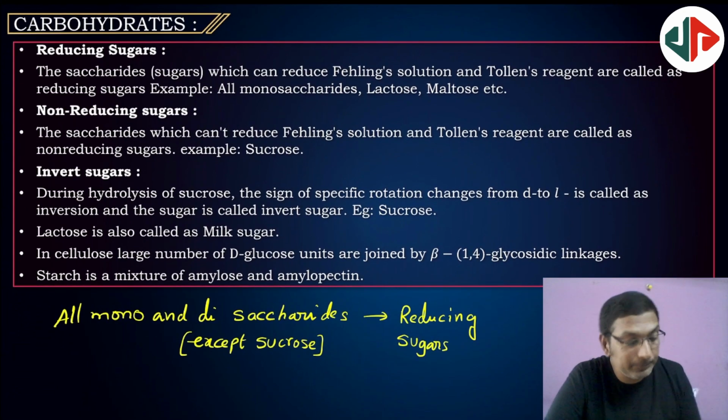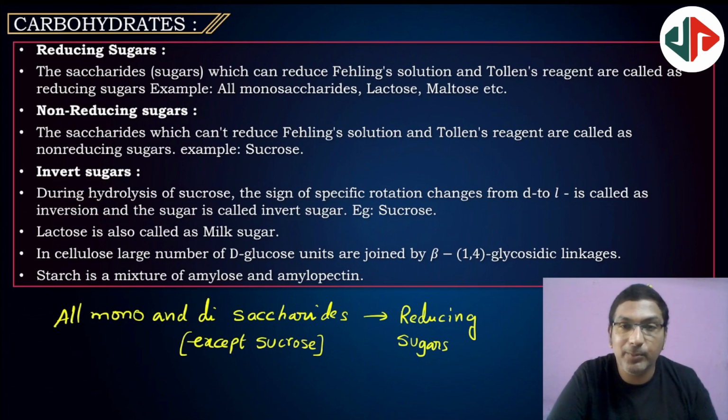Next point, invert sugars. During hydrolysis of sucrose, the sign of specific rotation changes from D to L. This is known as inversion, and sucrose is also known as invert sugar. Inversion of cane sugar: change in specific rotation from positive to negative. Next, lactose is also known as milk sugar. In milk it is present.